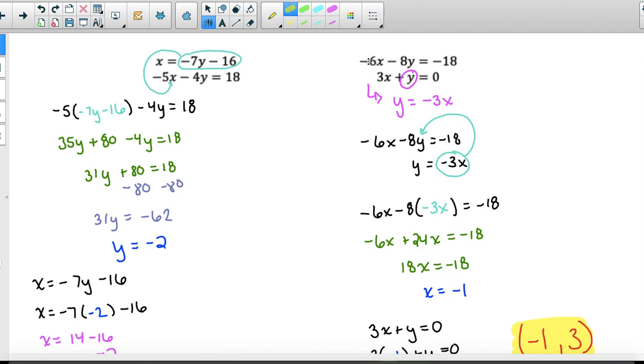So this would become negative 6 times negative 1, and then negative 8 times positive 3. That would become a positive 6 and a negative 24. 6 minus 24 is negative 18. We could also do 3 times a negative 1 plus a positive 3. So negative 3 plus 3 is 0. That tells us that our solution is correct, because we can always plug the x in for the x and the y in for the y to see if it gives us that answer. And in this case, it does.